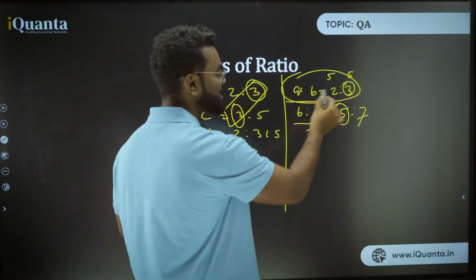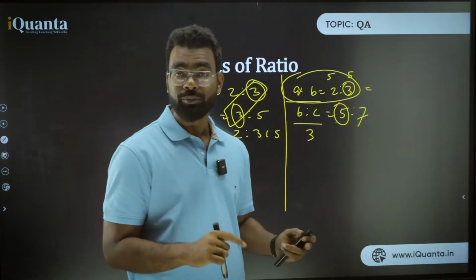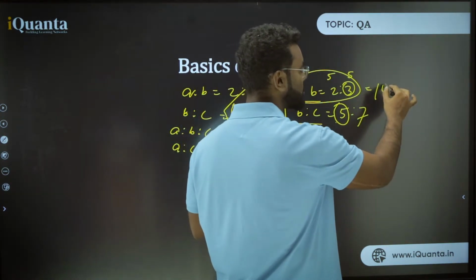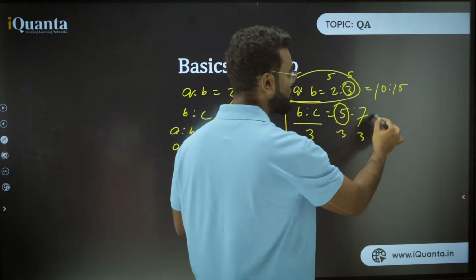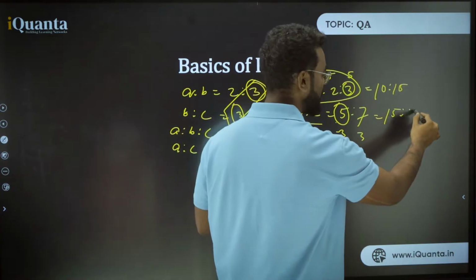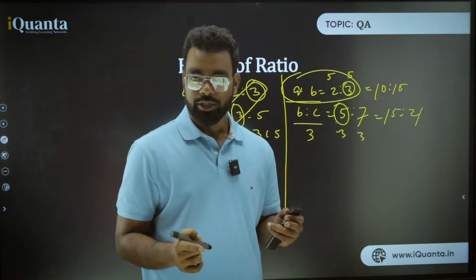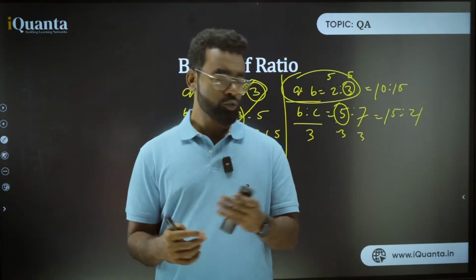I know if I multiply the same thing with numerator as well as denominator, the value won't change. So in this case, it is 10 is to 15. And similarly, if I multiply 3 here and 3 here also, it becomes 15 is to 21. So what I basically did was make the B portion equal. That is the first thing you need to understand, how you make the B portion equal. So this is one method.